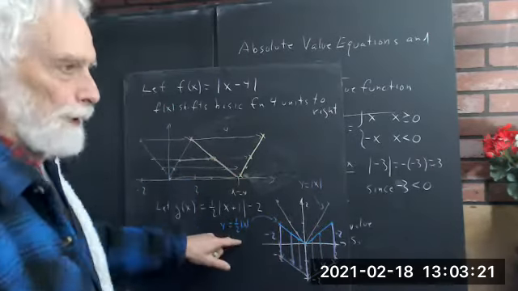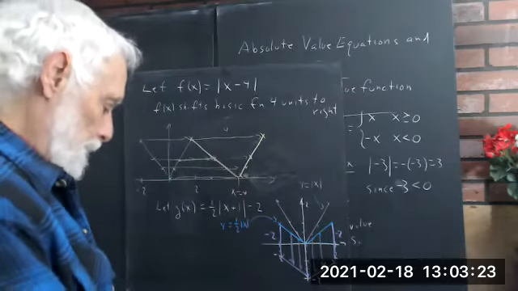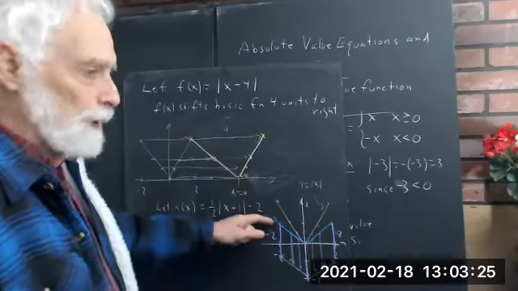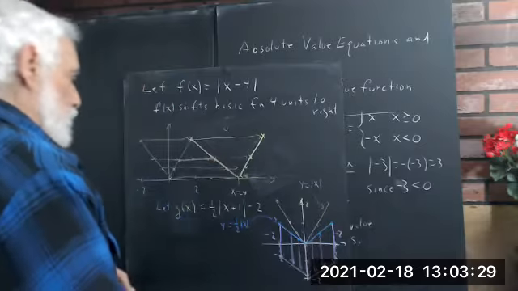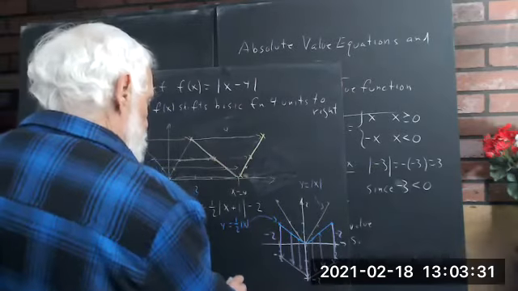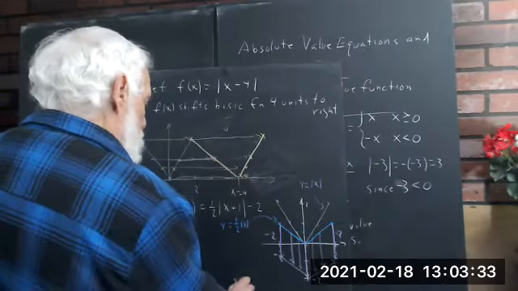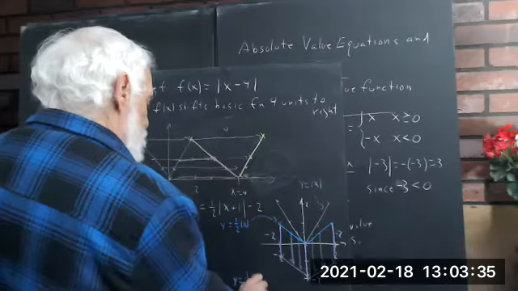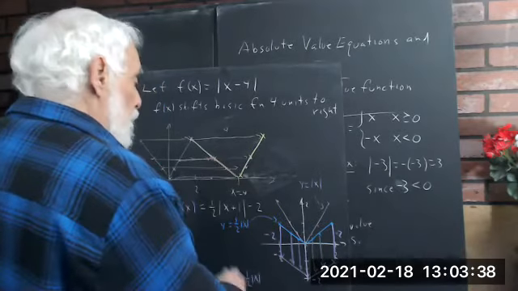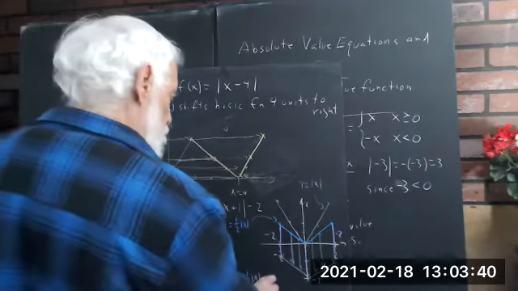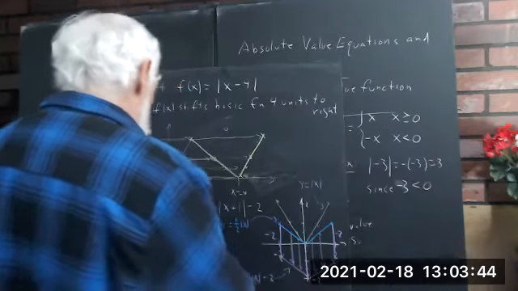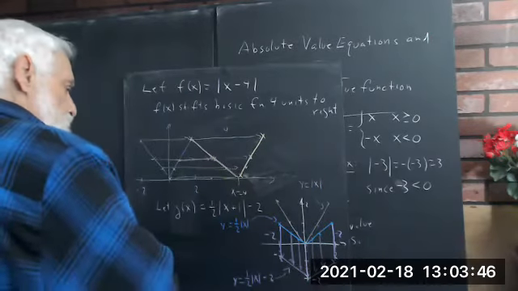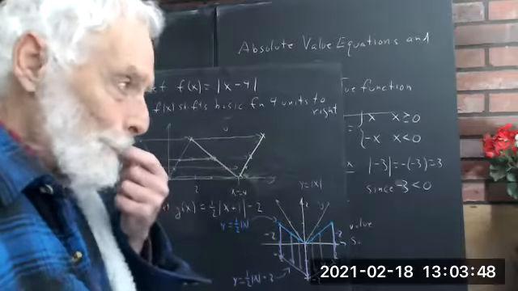Okay, the blue graph that I drew is y equals 1/2 absolute value of x. And then the purple graph takes every y value and lowers it by 2. So that's 1/2 absolute value of x. I didn't say absolute value up there, I should have. 1/2 absolute value of x minus 2.